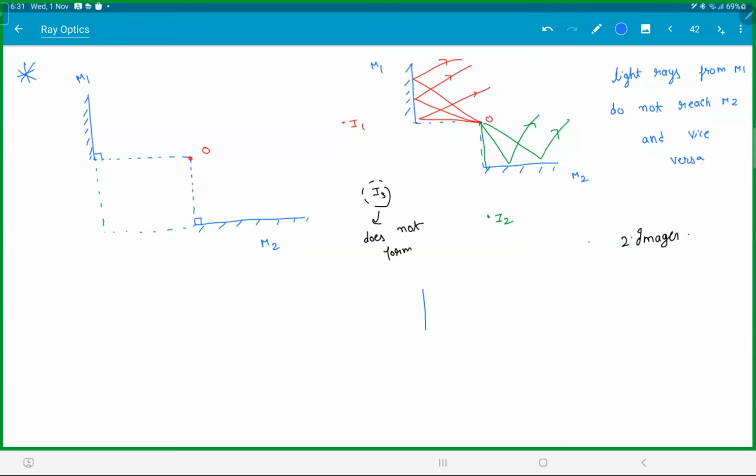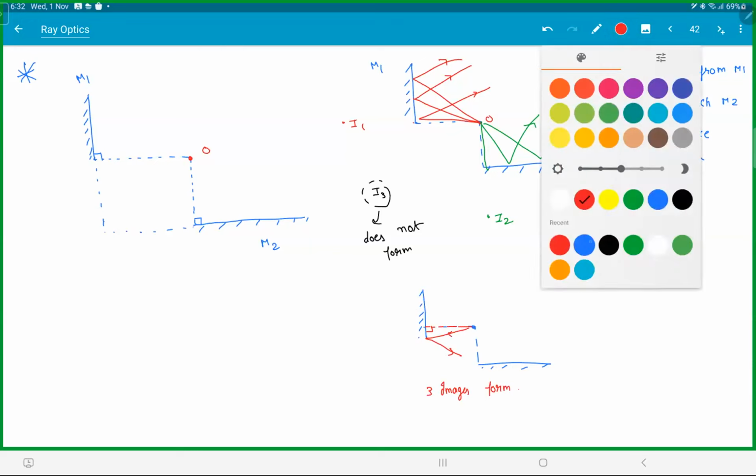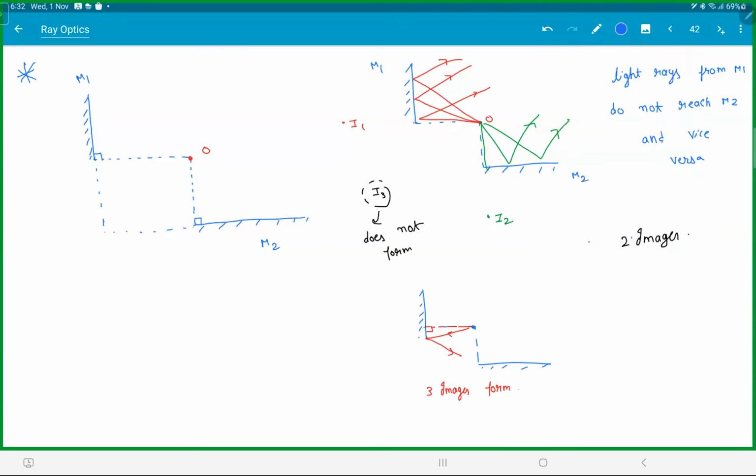But if you just extend the mirror a little, even by a small amount here, suddenly some light rays from here will go here, and suddenly 3 images will form. You're getting it? Even if you extend the mirror a little, 3 images form. Have a look at this. Yeah, that is a little about plane mirrors.